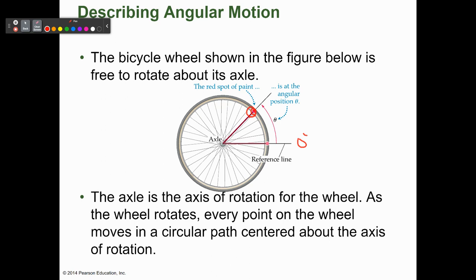And then as the wheel turns, then that spot is going to be at different positions along that circular path. Okay. Remember that from the reference point to where the spot is, that is our position, our angular position theta. Okay. So some things that you need to make sure that you write down, none of that just yet. So let's go to the next slide.